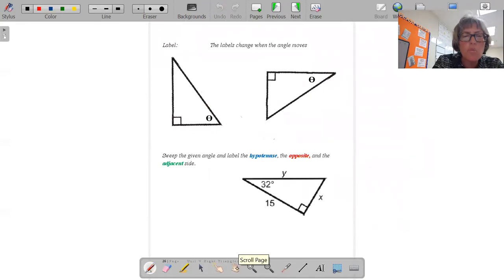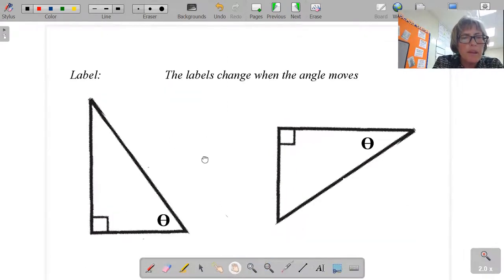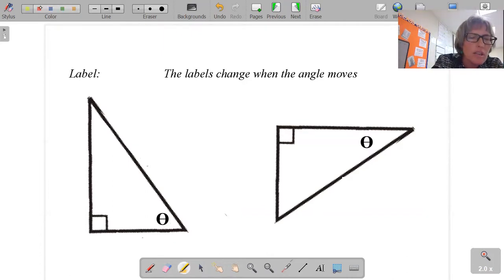So coming here, what defines opposite, adjacent versus hypo? Take a look here. When the theta moves, the opposite and adjacent move. So I'd like you to physically sweep the theta. That's the angle we're working with when I say unknown angle. The opposite side is across from the theta. So here, this side would be considered the opposite.